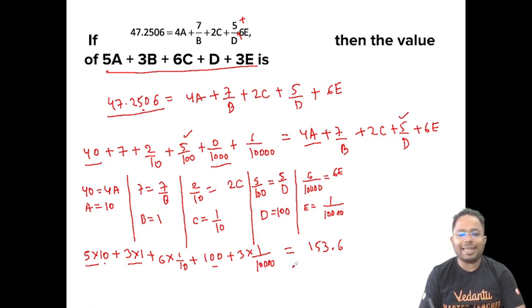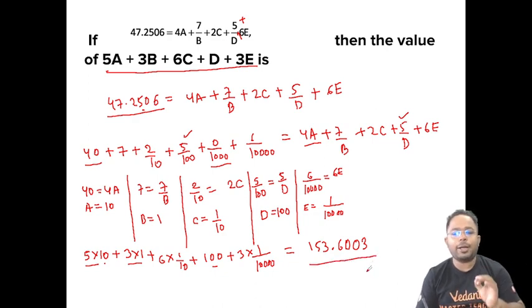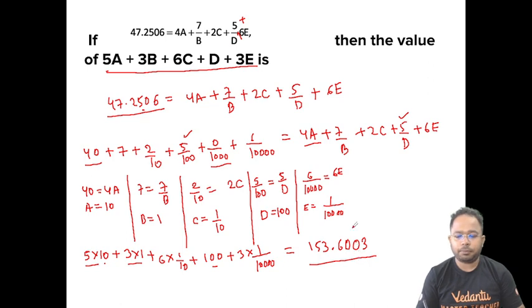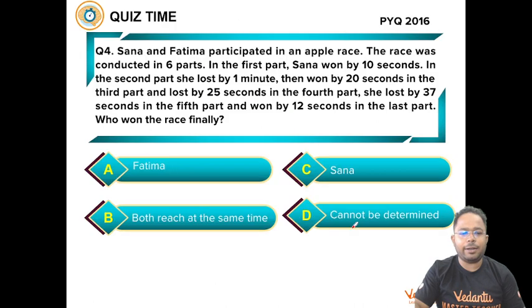Then 3 by 10,000. So we do not have anything in the hundredths place. We do not have any in the thousandths place. But we have a 3 in the ten-thousandths place. So 153.6003. Okay, students, let's move on to the next very interesting question of 2016.